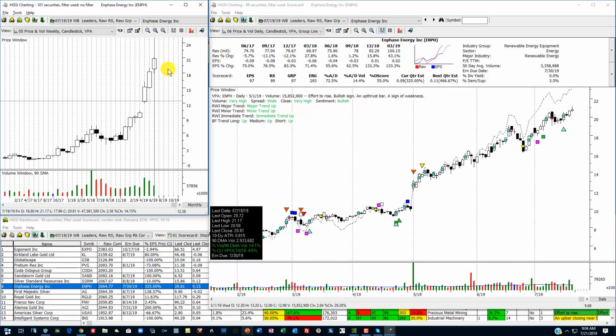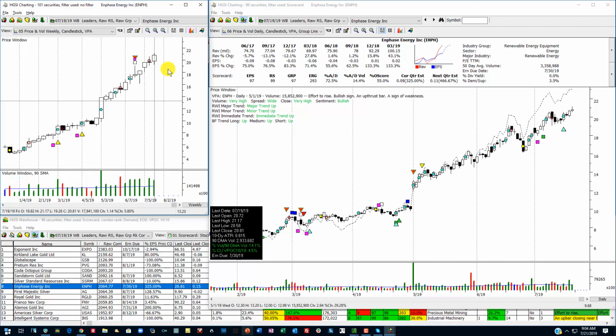I'm going to hold my alternate key and hit M for a monthly chart, and you can see it's an all-time high. Could it go higher? Yes, it could. This pullback here was a shakeout. This is an effort to fall, but notice the inside day here. And this came down with the group.